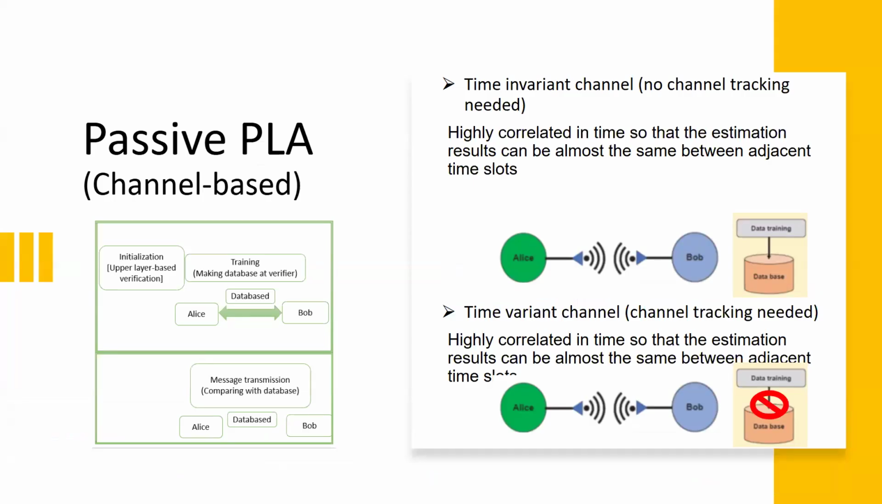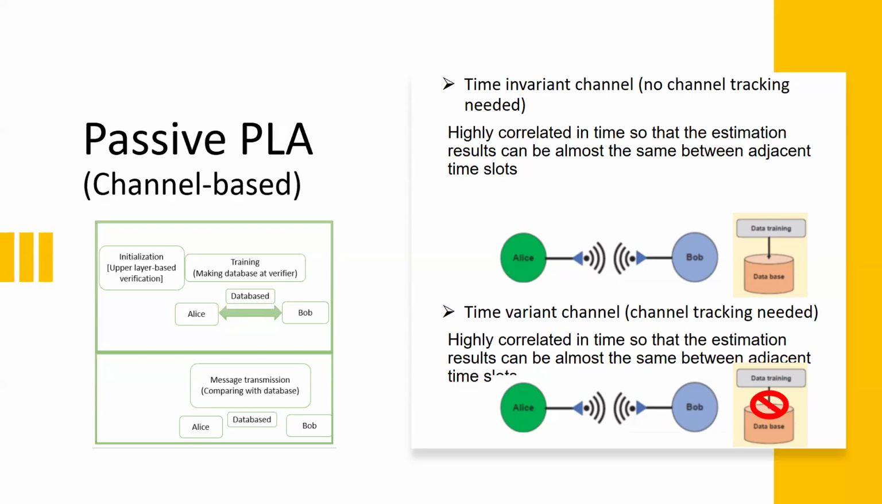Here we continue with the channel-based approach. We have two different types of channels: the time invariant channel and the time variant channel. As the name implies, time invariant means the channel is not changing with time much, it's almost stable. In this case, we don't need channel tracking to see if it changes or not. The channel is highly correlated in time, so the estimation results can be almost the same between adjacent time slots.